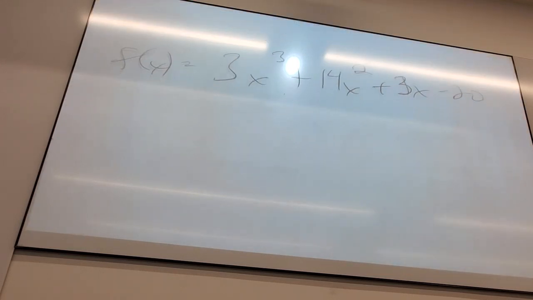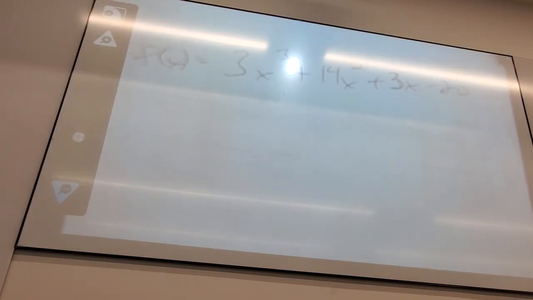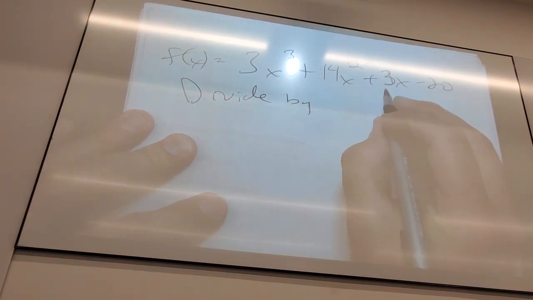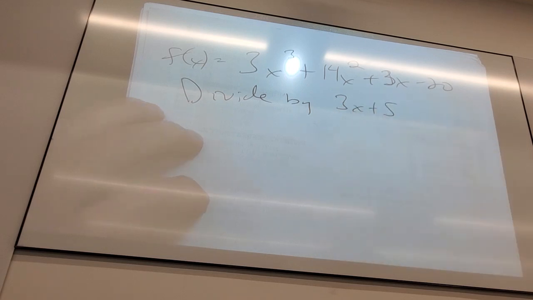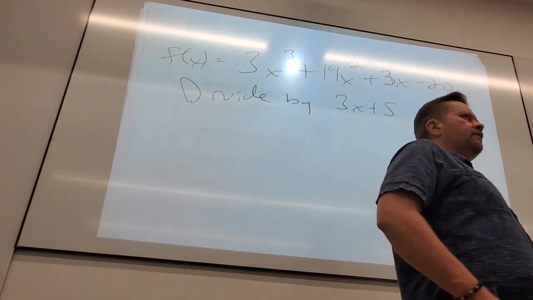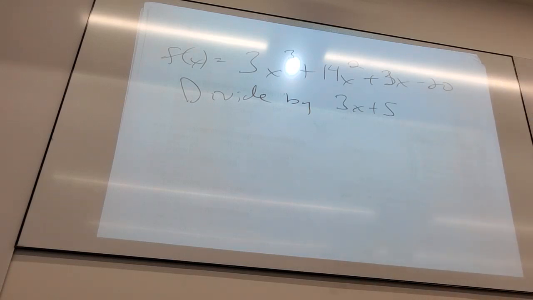Okay, so I'm given this polynomial function, and I want to divide it by 3x plus 5. Now, can anyone identify immediately a problem if I want to use synthetic division? Yeah, the 3. So, do you guys remember there's two things that must be true to directly use synthetic division? Synthetic division is a shortcut to long division. What two things must be true?